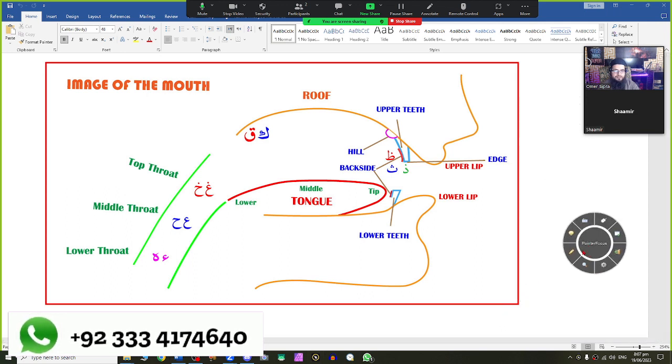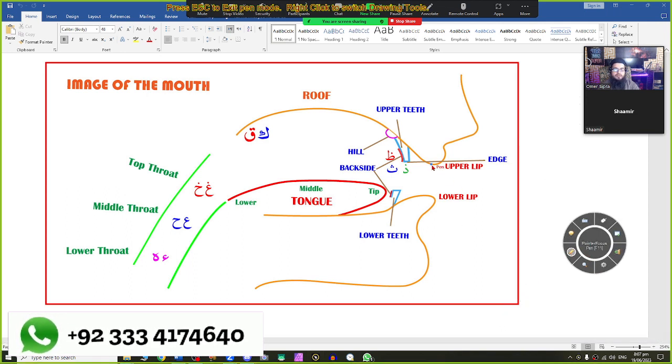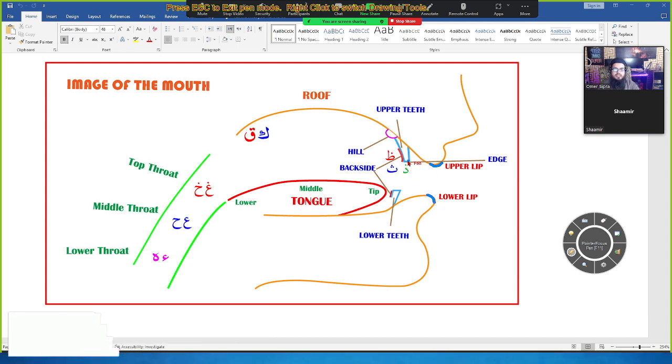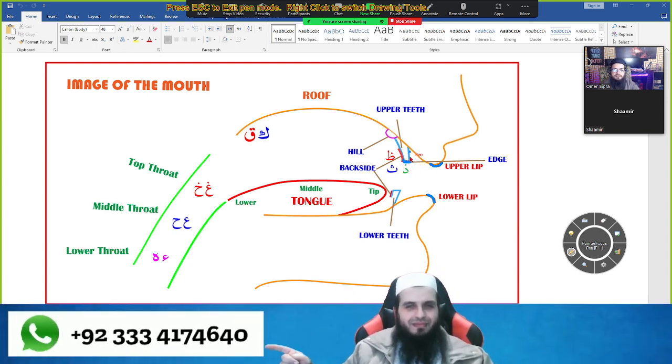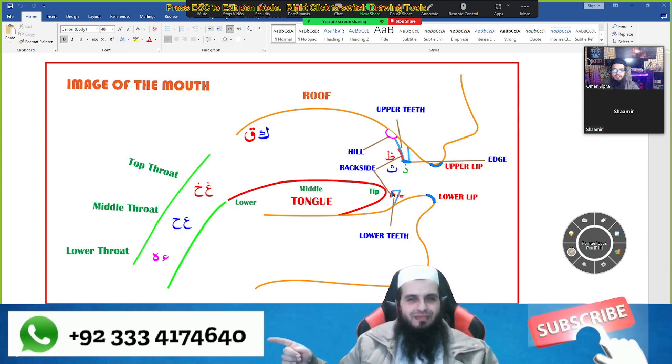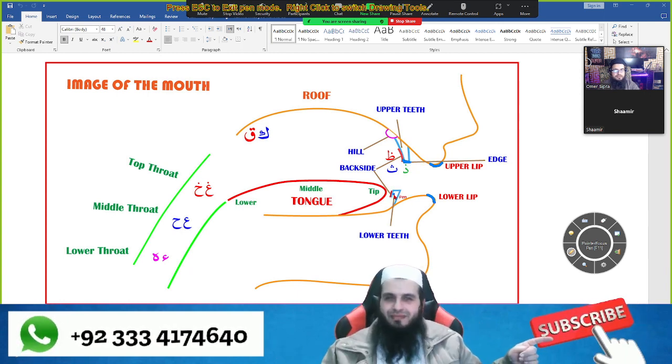All right, so first of all, this is the upper lip. What is it? Upper lip. You have to repeat after me. Okay. Upper lip. Yeah, good job. And this is the lower lip. What is it? Lower lip. Good job. Okay, these are the upper teeth. What is it? Upper teeth. Yeah, these are the lower teeth. What is it? Lower teeth.